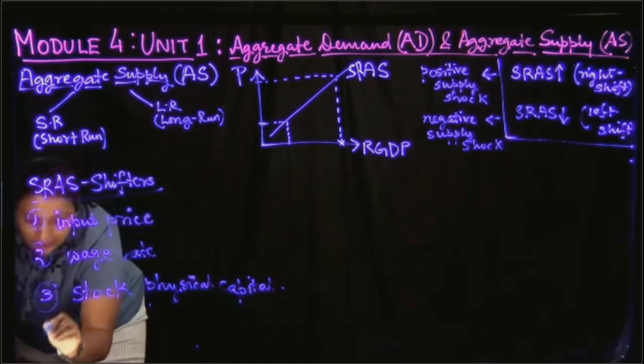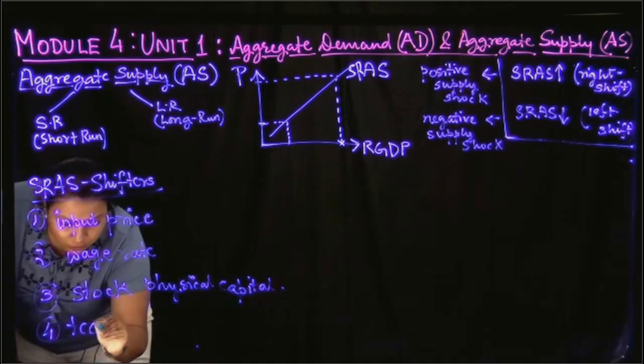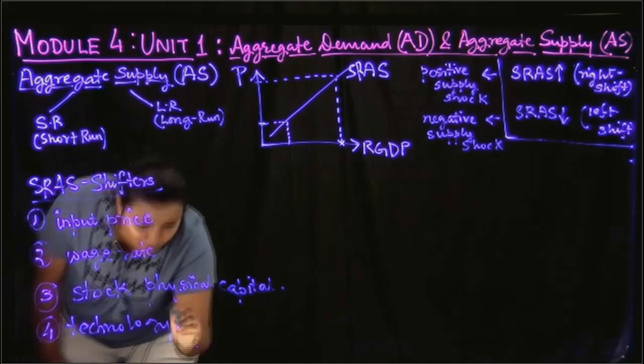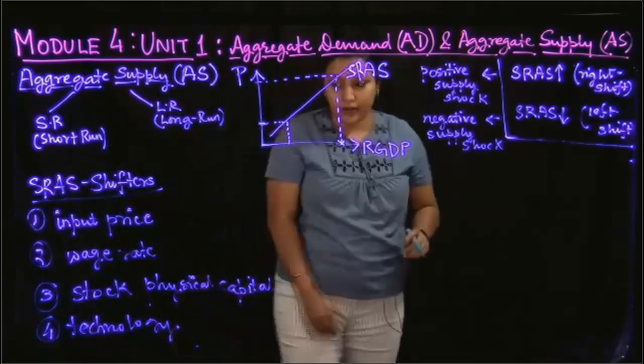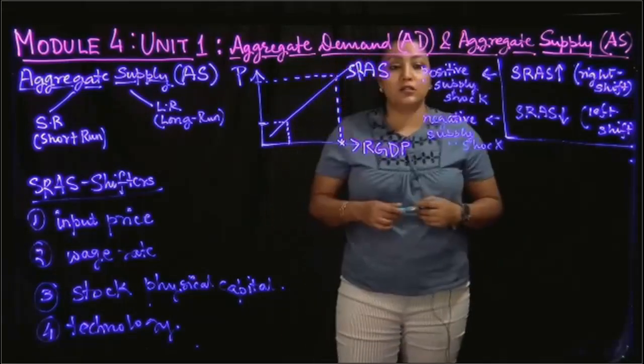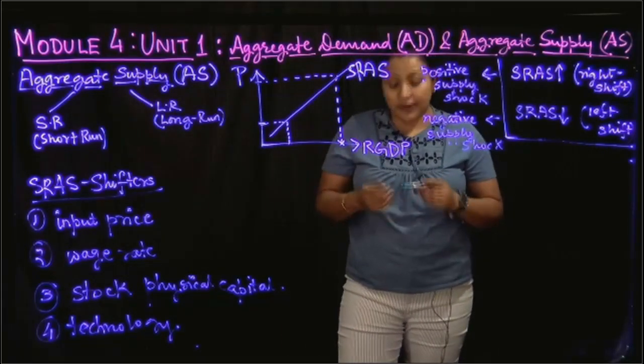And the last one is technology that is used in the country. So these are the four factors that could cause an increase or decrease in aggregate supply.